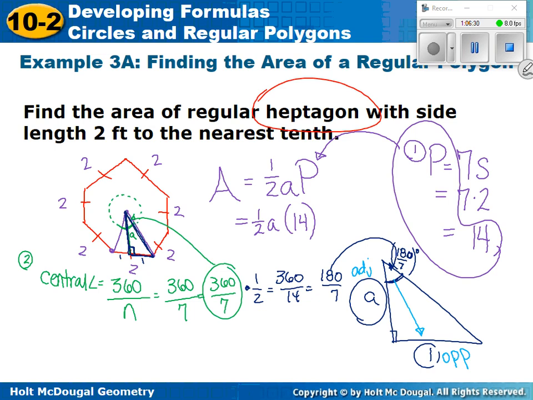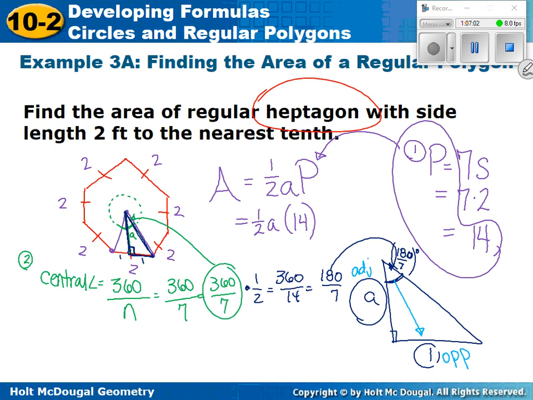180 over 7. Because we don't want to round until the end, so we're going to leave that nice 180 over 7. Equals what over what? 1 over A. Opposite over adjacent. Okay, depending on how you did it last chapter, you either put this over 1 and cross multiplied, or the video had a little trick that said when X is down below, you switch. So you could use that method if you want.